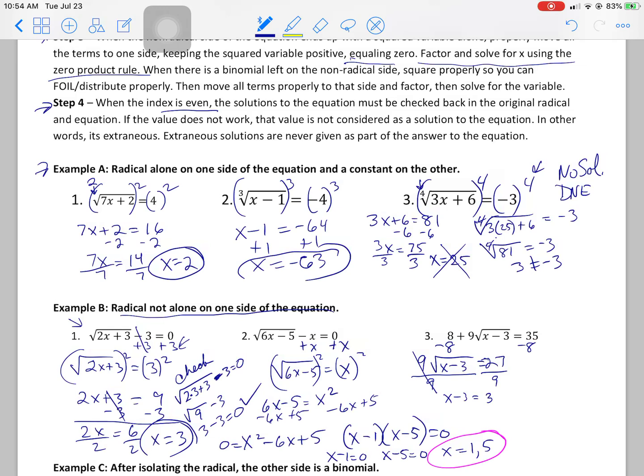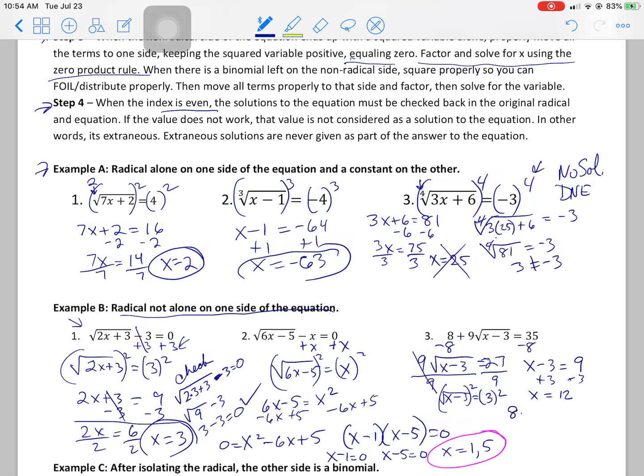Okay, and then we need to square both sides. Oops, put this radical back. Square both sides. So this is going to be x minus 3 equals 9. And we're going to move 3 over. We're going to get x equals 12, and we're going to check.